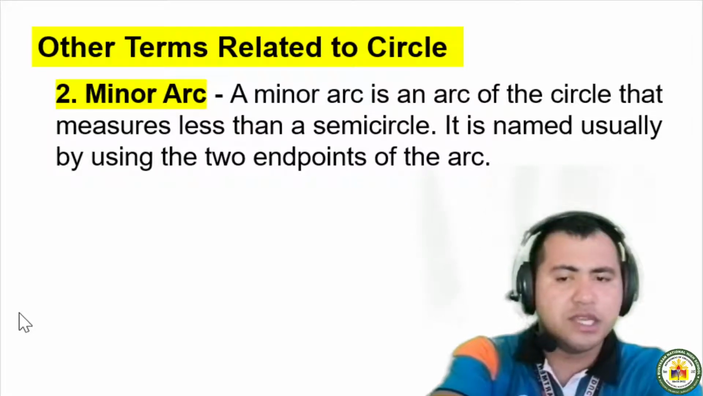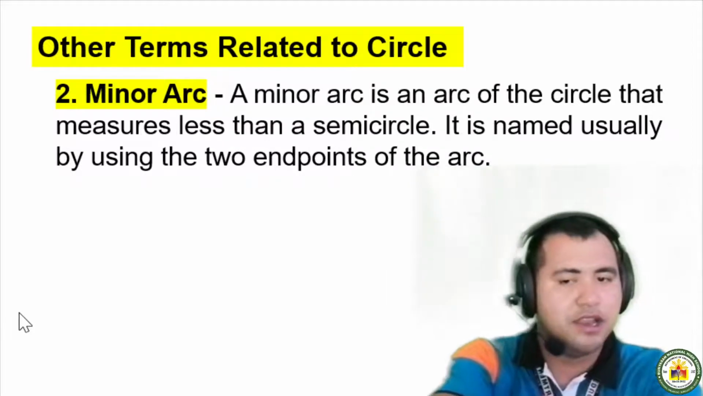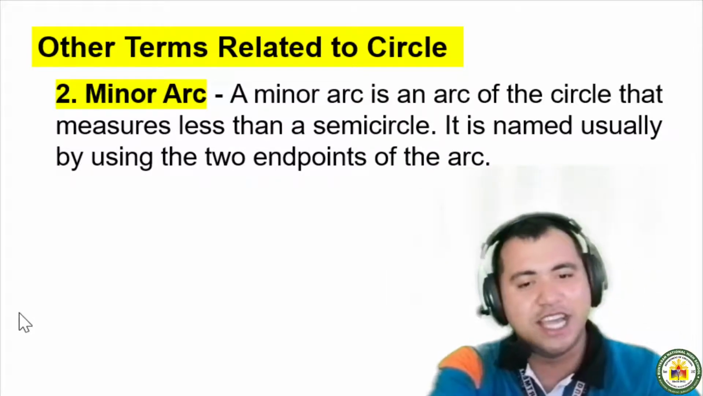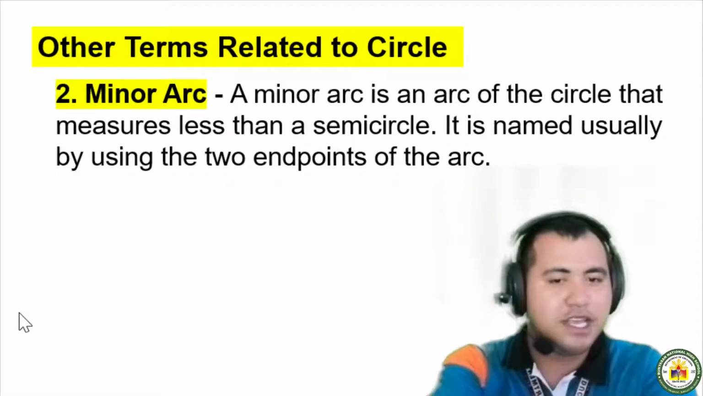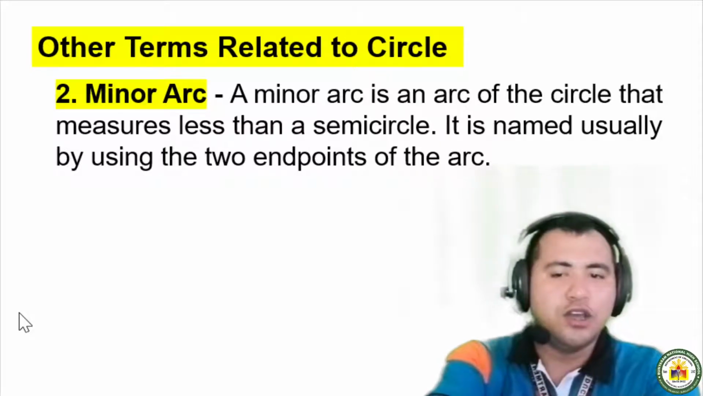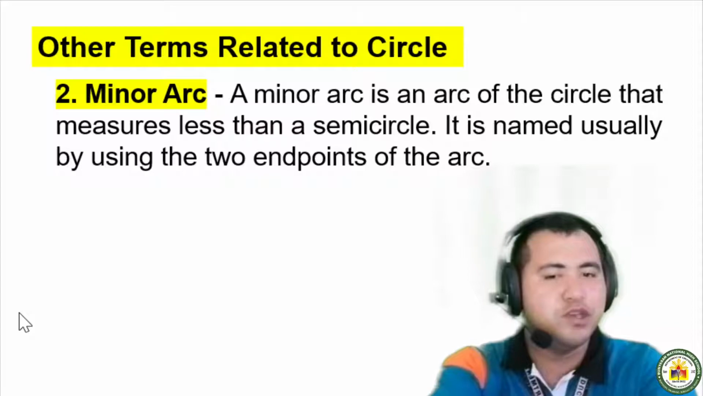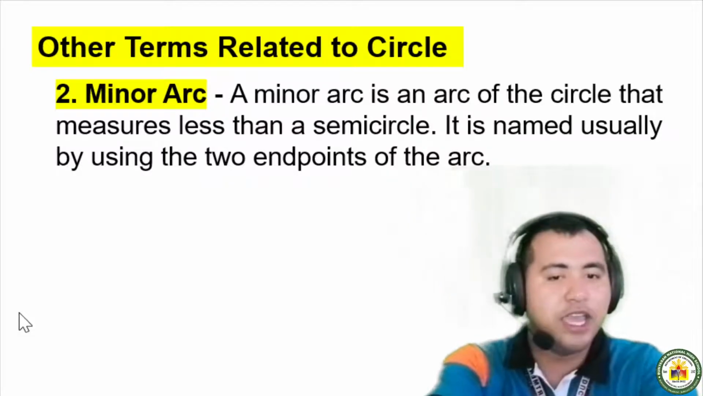A minor arc is an arc of the circle that measures less than a semicircle. So it is smaller than a semicircle, meaning it does not reach half of our circle. It is usually named by using the two endpoints of the arc. So if a semicircle uses three points, a minor arc has only two endpoints.